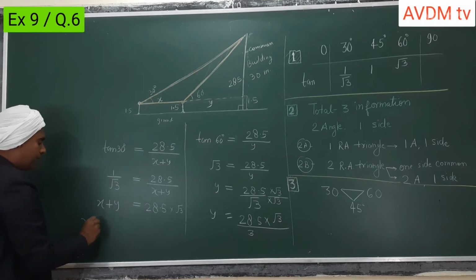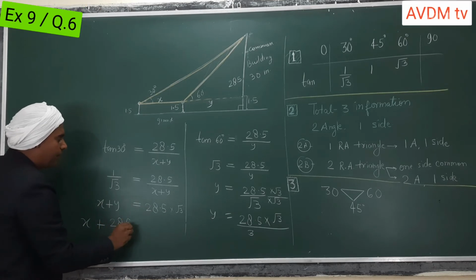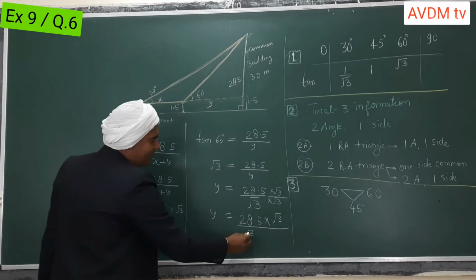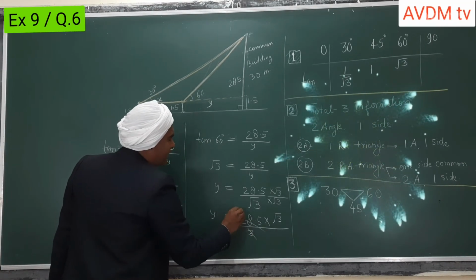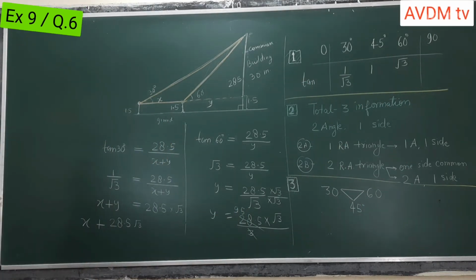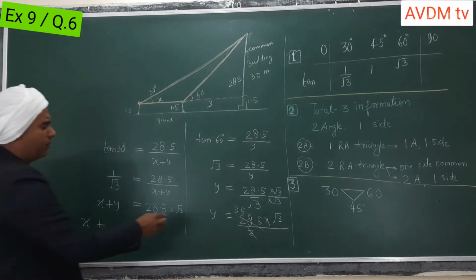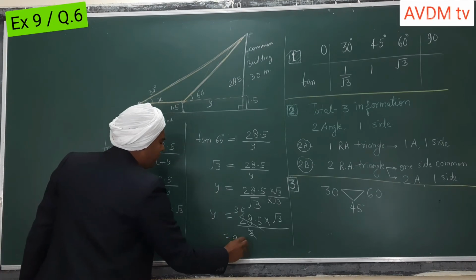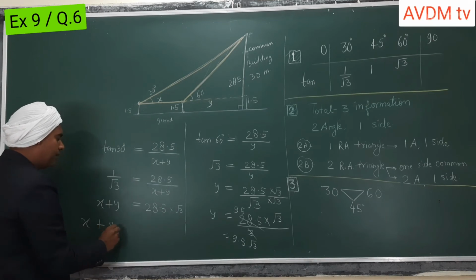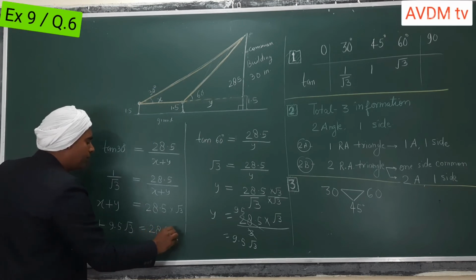So x plus 28.5 into root 3 upon 3. Actually you can cancel it here also. 3 9s are 27, so 9.5 root 3. This is y, y is equal to 9.5 into root 3. So keep it. x plus 9.5 into root 3 is equal to 28.5 into root 3.